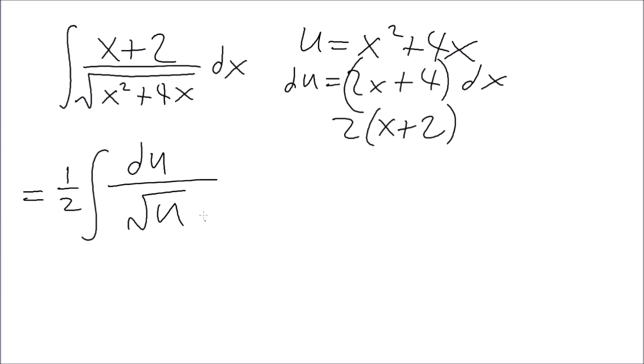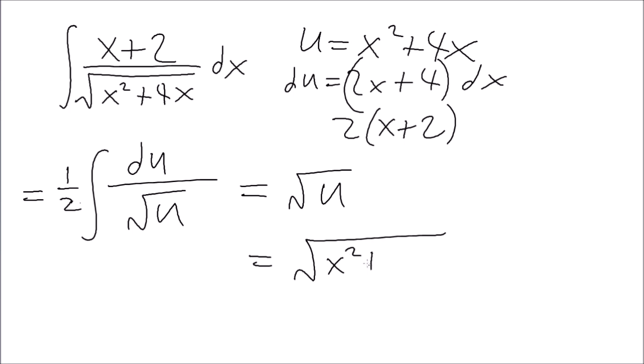So, this integral is equal to, well, that 2 is going to cancel out. So this is just square root of u. So now this whole integral is square root of x squared plus 4x plus c.